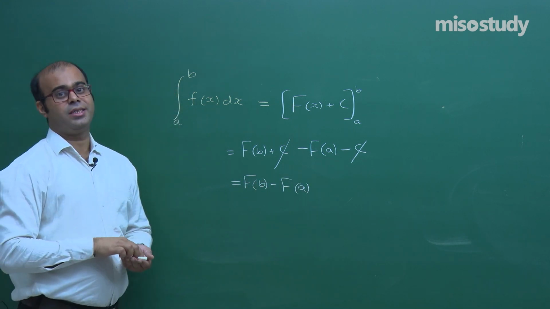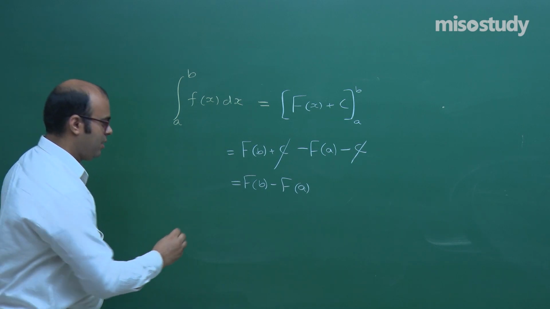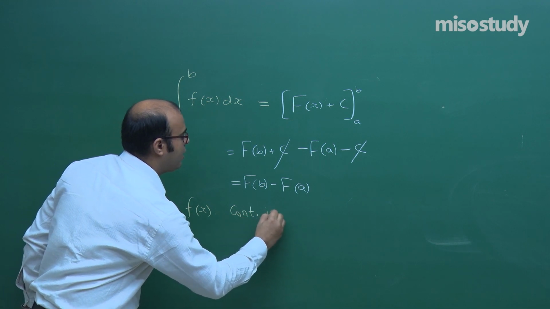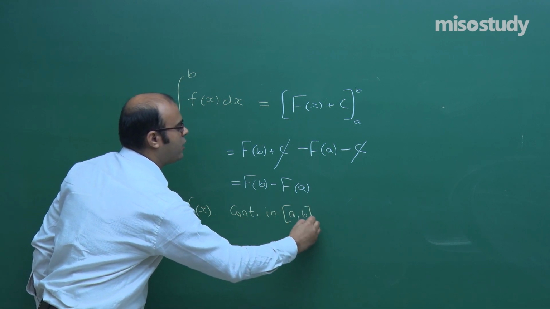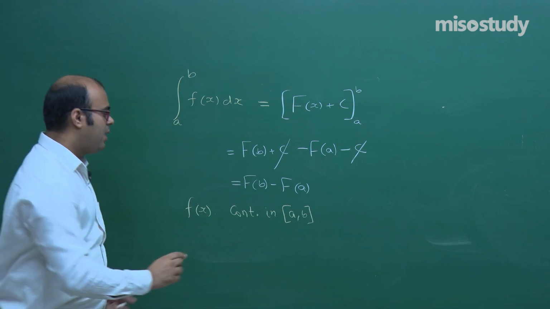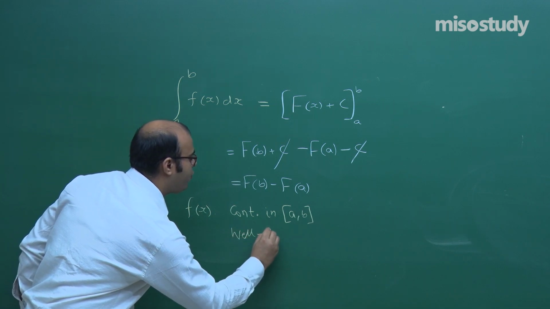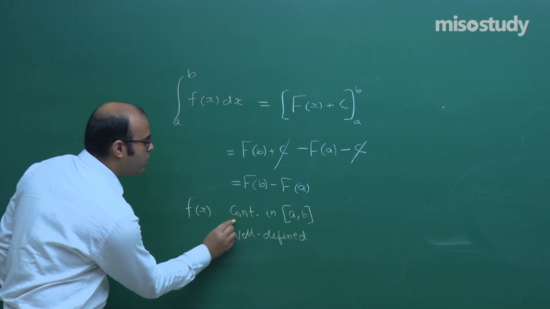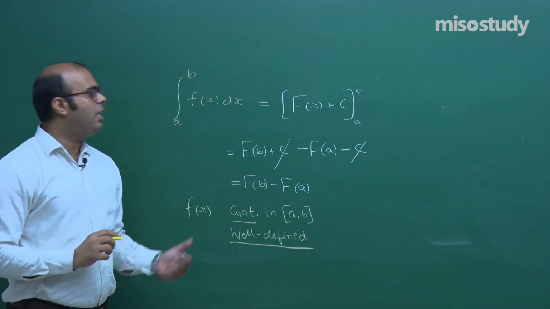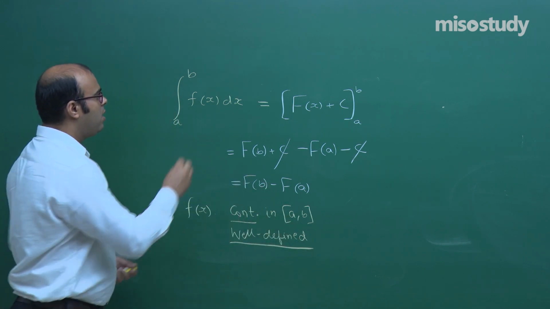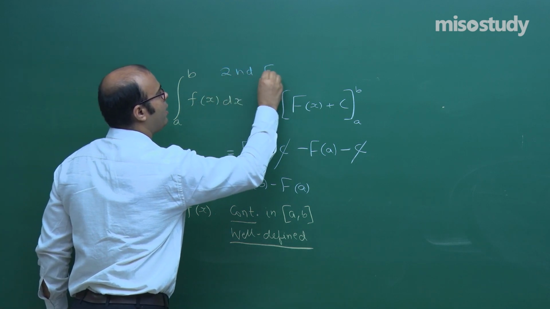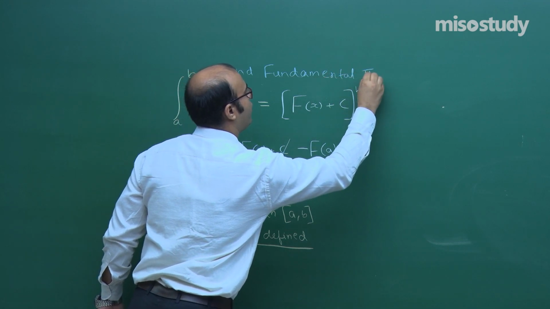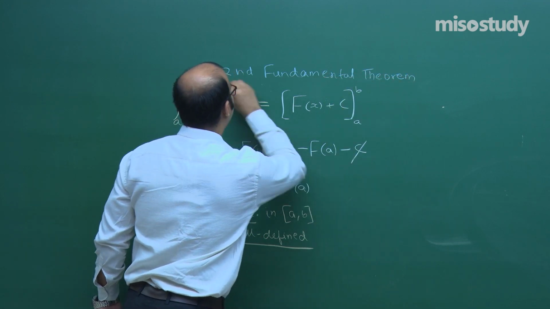Here again you have to keep in mind that this function fx has to be continuous in a comma b, for x belonging to a comma b. Further, it also has to be well defined. Okay, it has to be continuous and well defined in a comma b. Then only you can do this, and this is nothing but the second fundamental theorem of calculus. So we call it the second fundamental theorem of calculus, and we write it like this.